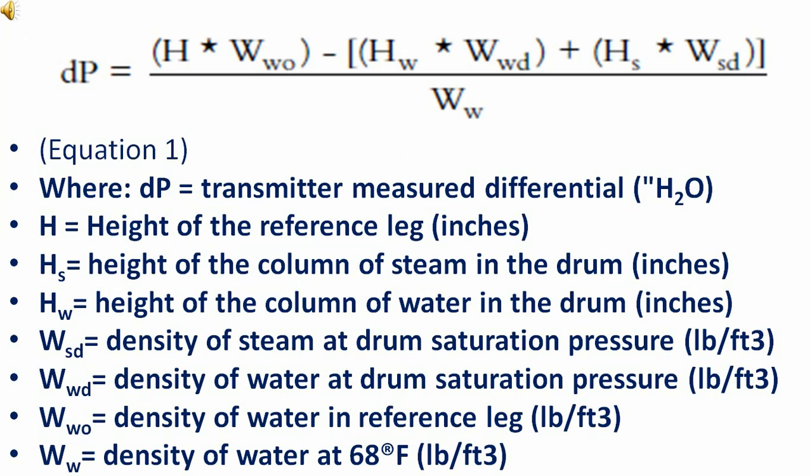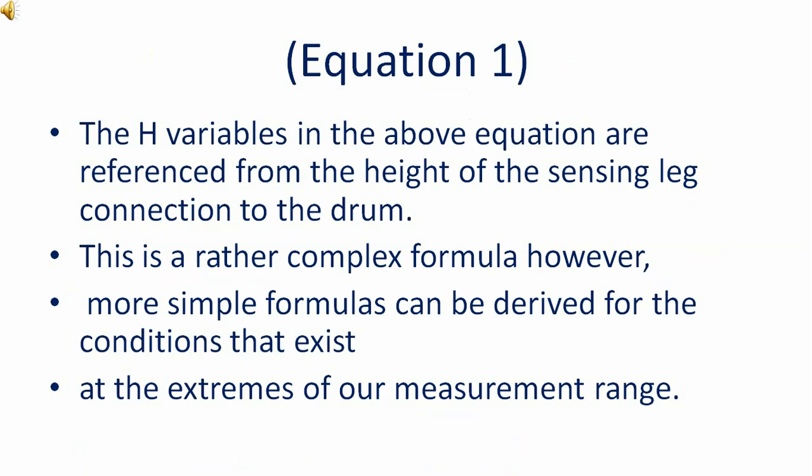Here is equation number 1, and below this equation we have given the definitions of various terms used in this equation. Please go through these definitions carefully. Equation 1. The h variables in the above equation are referenced from the height of the sensing leg connection to the drum.